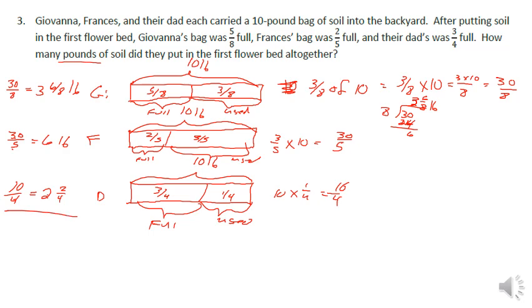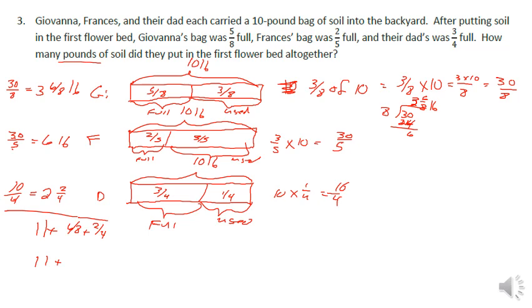Now we can add this up to find out what the total is. 3 and 6 is 9, 2 is 11. And we have 6/8 and 2/4. So that's 11 plus 6/8 plus 2/4.